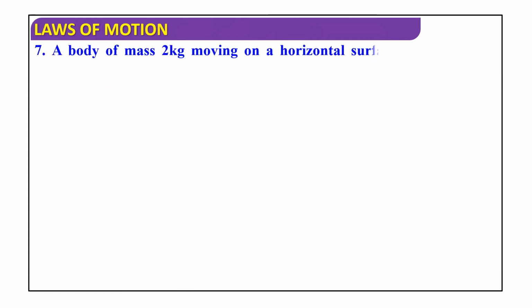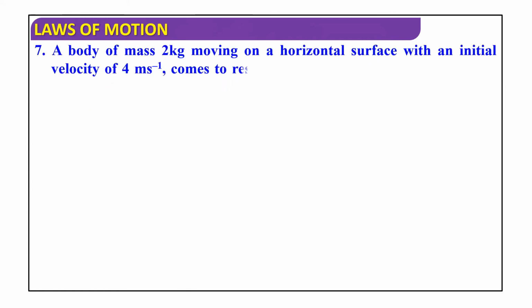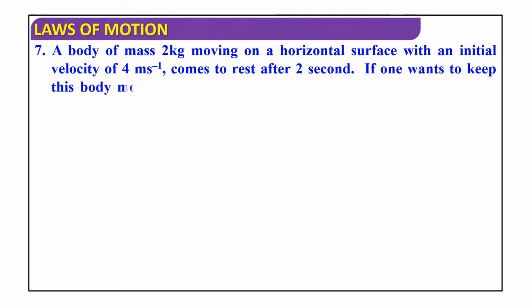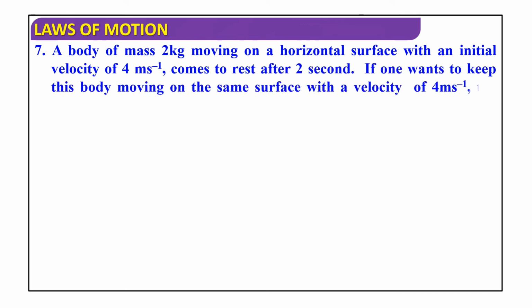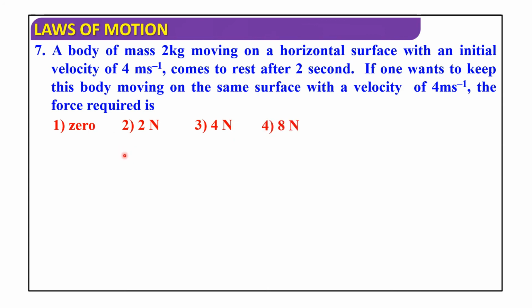A body of mass 2 kg moving on a horizontal surface with an initial velocity of 4 meters per second comes to rest after 2 seconds. If one wants to keep this body moving on the same surface with a velocity of 4 meters per second, then the force required is... here we have to calculate the required force. Let us go to the solution.